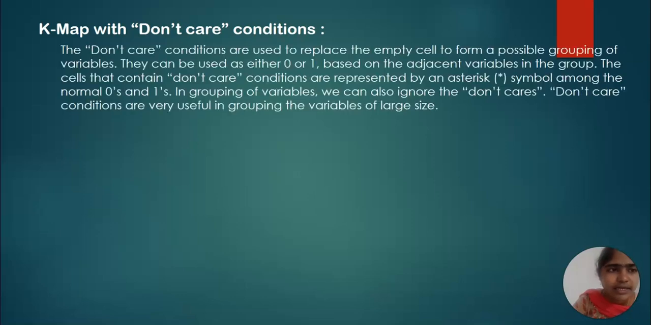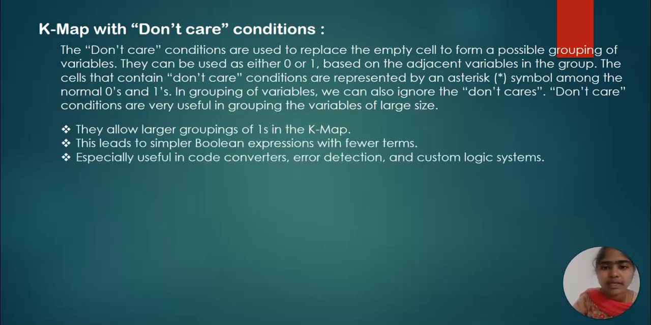K-map with don't care condition. The don't care conditions are used to replace the empty cell to form a possible grouping of variables. They can be used as either 0 or 1 based on the adjacent variables in the group. The cells that contain don't care conditions are represented by an asterisk symbol among the normal zeros and ones. In grouping of variables, we can also ignore the don't care. Don't care conditions are very useful in grouping the variables of large size. They allow large grouping of ones in the K-map.